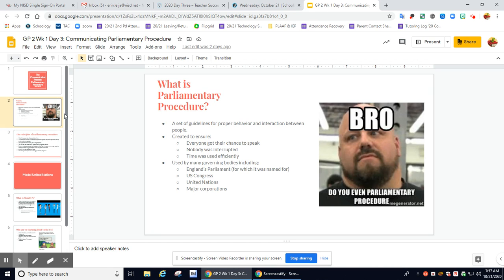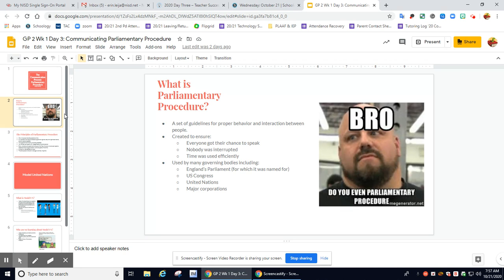So when we are having these debates, we like to have a set of guidelines for proper behavior when we're having these discussions. This is created to ensure everyone gets a chance to speak, nobody gets interrupted, and time is used effectively, and many governing bodies use this. England's Parliament uses it, which is why it was named parliamentary procedure. Our U.S. Congress uses it, the United Nations uses it, and major corporations.